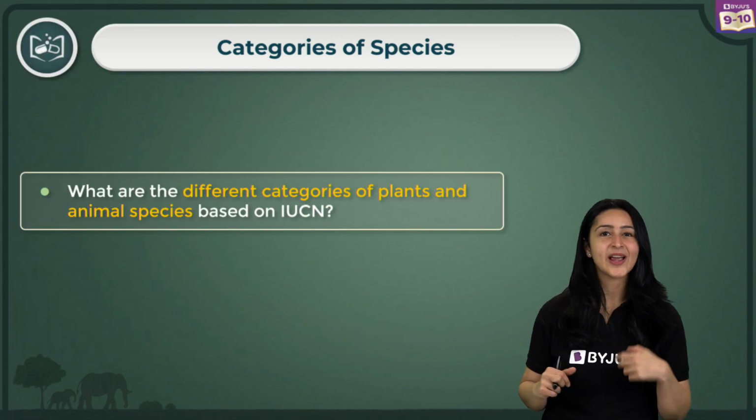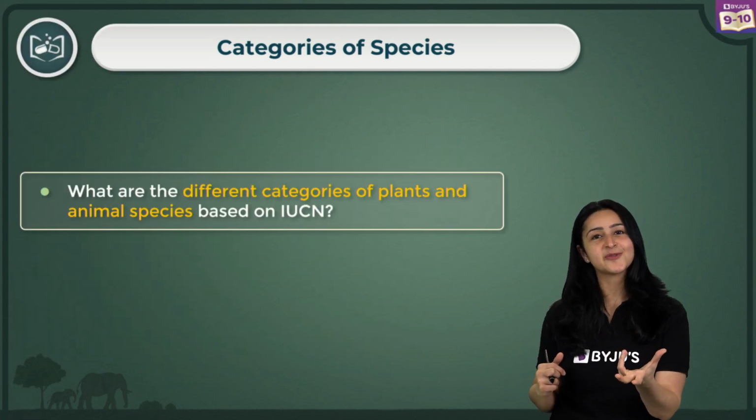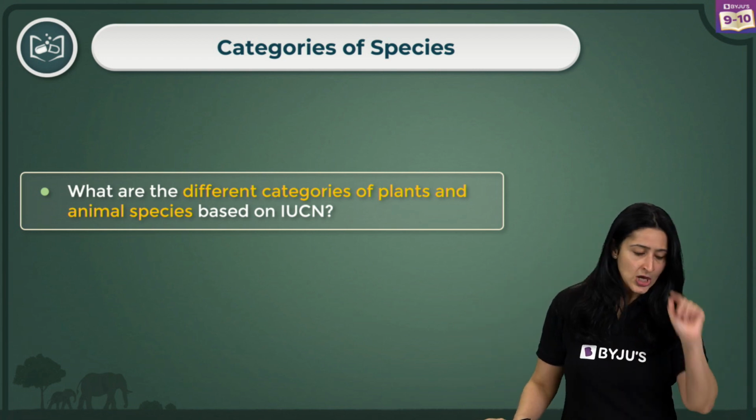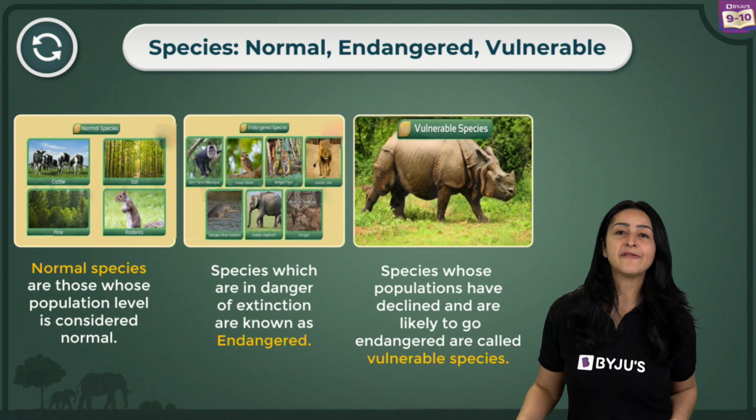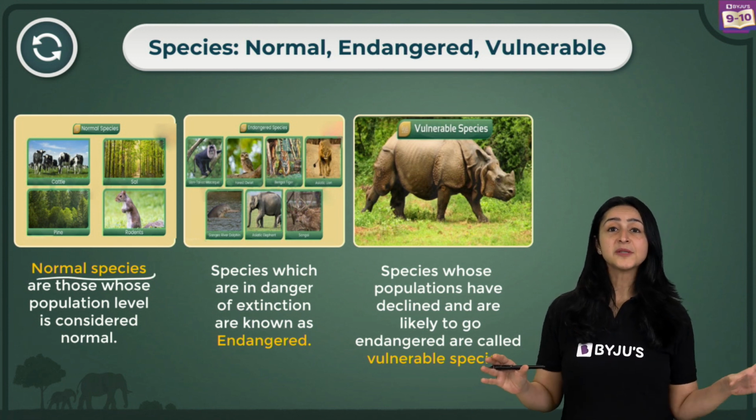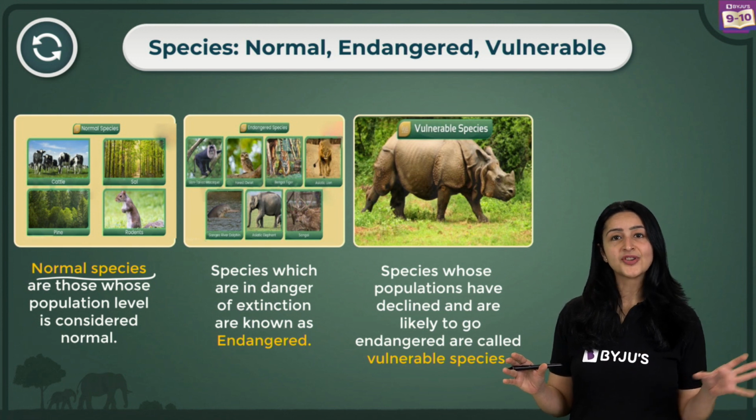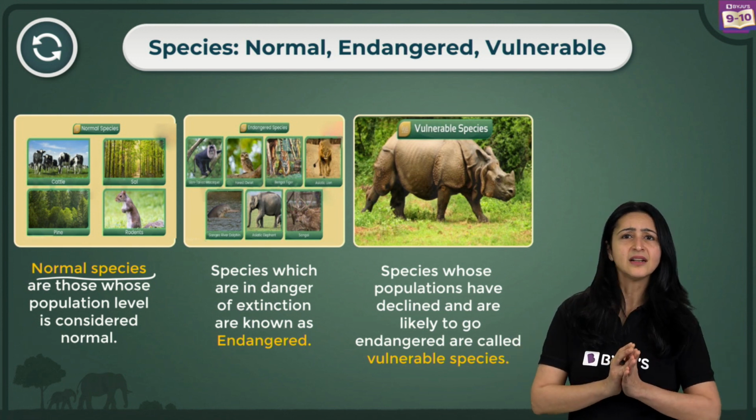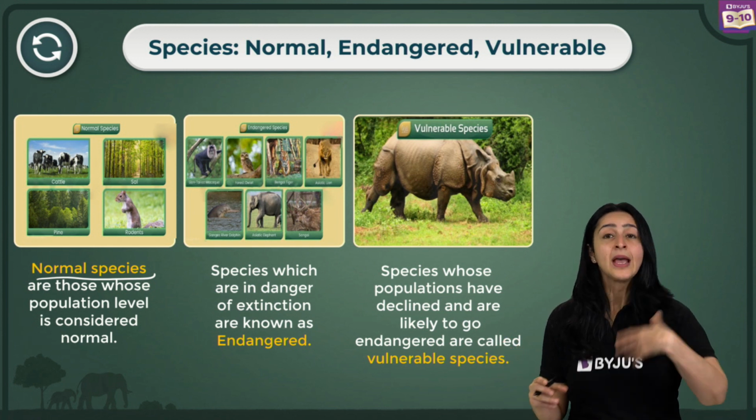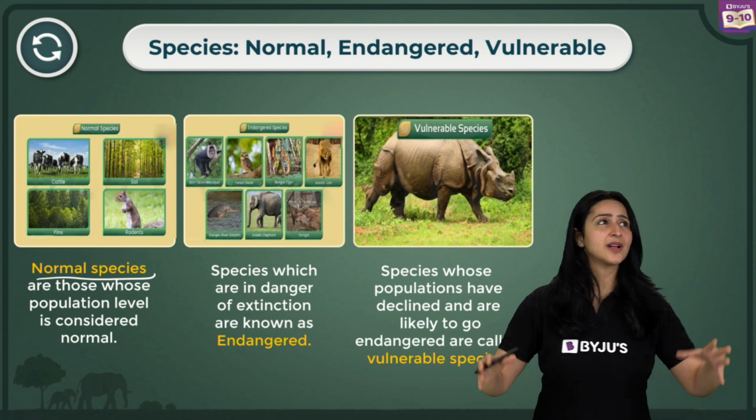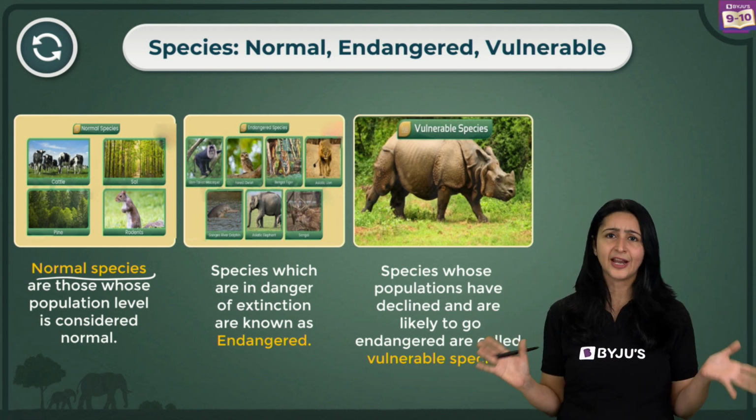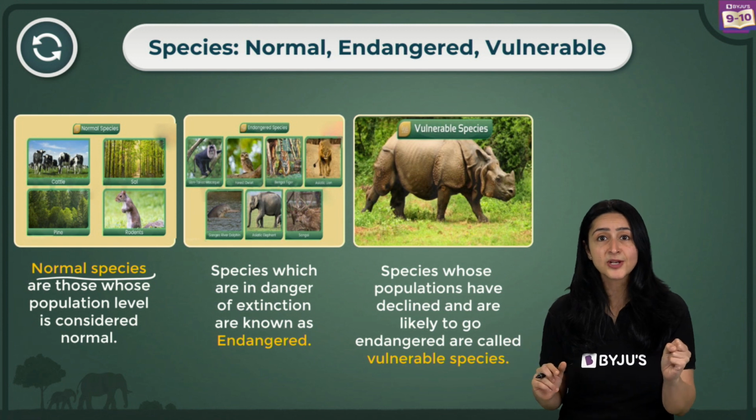So now we're going to go ahead and learn about different categories of species as categorized by IUCN. First up, we have the normal species. Now, what are normal species? Normal species are those whose population level is considered normal for their survival. For example, you have cattle or pine trees or sal trees or rodents, right? They have a normal population. We have them amply available, right? This is the normal species.